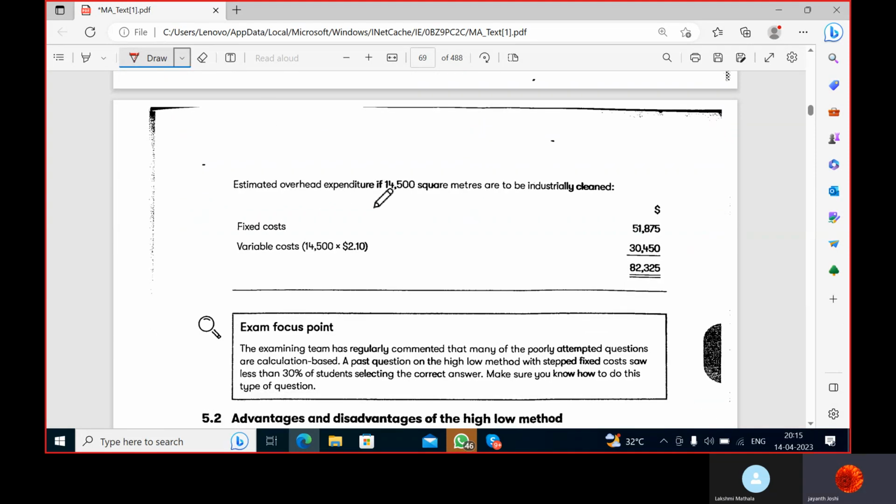So estimated overhead expenditure is 14,500 square meters to be industrially cleaned. That means now we need to find out the estimated overhead expenditure if we are cleaning this many square meters. Fixed cost is always fixed, it won't change, and the variable cost will vary with the number of square meters we clean. We take this and the per unit variable cost, and we get the total cost. Okay, done.